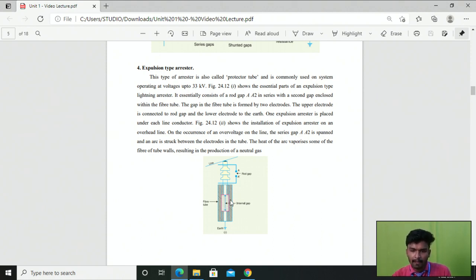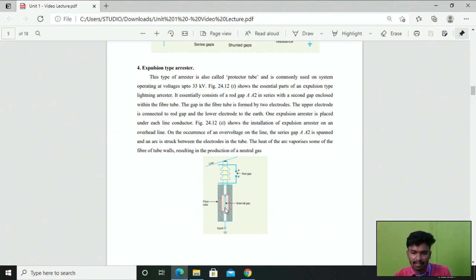But on the occurrence of an over voltage on the transmission line, what will happen? In the series gap, A dash sparks over due to the extra surges, so it will conduct. Then the extra surges start to flow through this rod, which is again diverted to the second gap through the electrodes, right? And then this A2 is spanned and here also the arc is created between these two electrodes in the tube, right? So if the arc is struck between these two in the second gap, what will happen? It will create an arc.